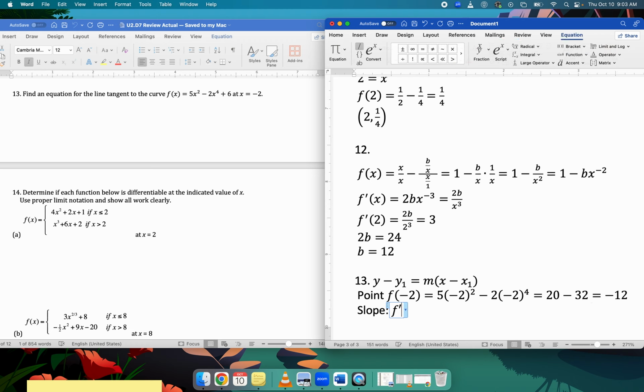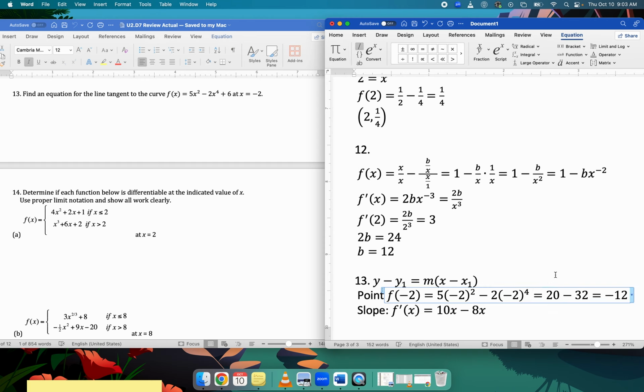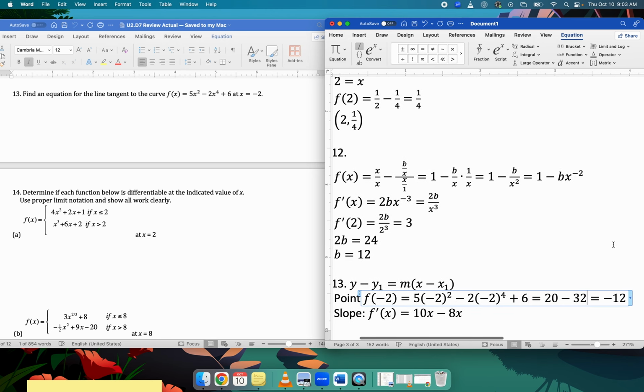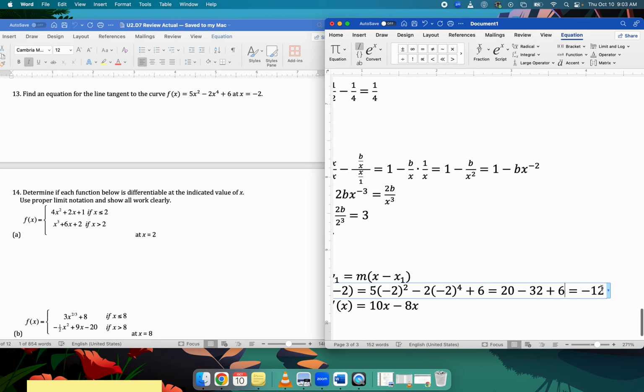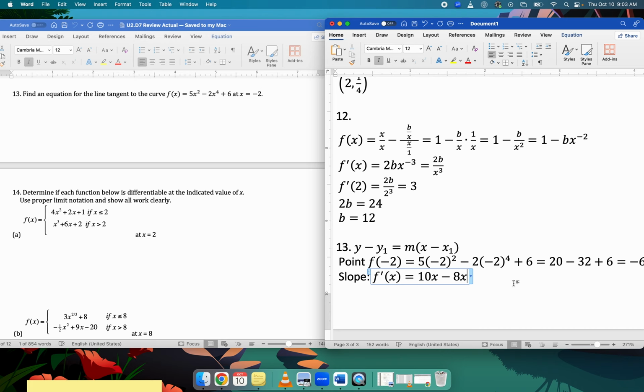For the slope, we take the derivative, right? So that's going to be 10x minus 8x. Oh, did I forget a 6? Yeah, I didn't see the 6 here, did I? Okay, so right, I did make a mistake. So that's plus 6, right? So that would be not negative 12, but negative 6. Okay, good. Phew. So the slope, the derivative, yes, is 10x minus 8x cubed, right?